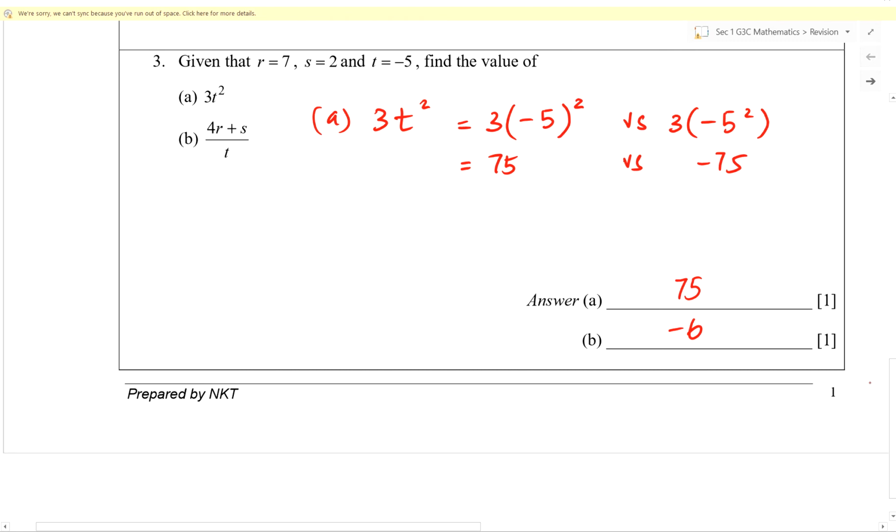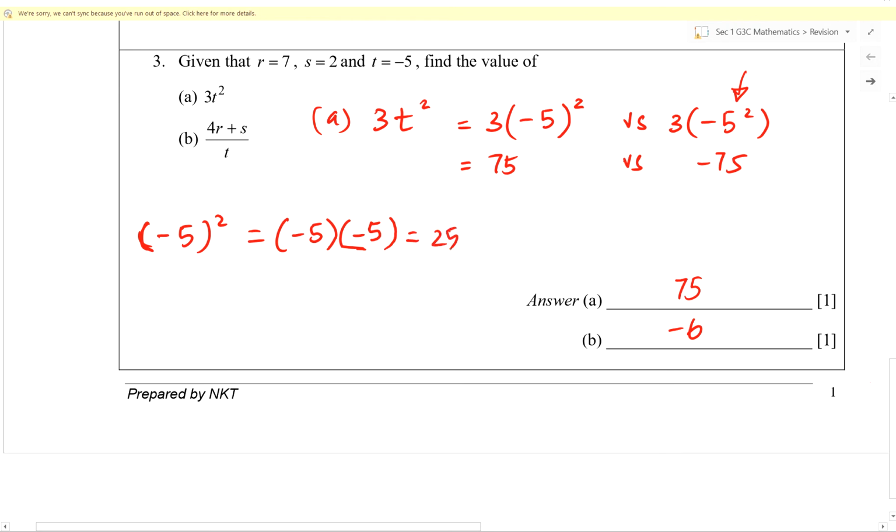So what is wrong over here? How do we end up with different answers in the first place? What is the issue over here? So you need to ask yourself, what exactly does (-5) squared mean? (-5) squared is given by -5 multiplied by -5. Right? So we have a negative times a negative, which gives us positive.